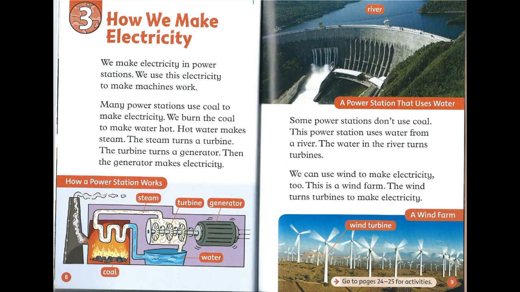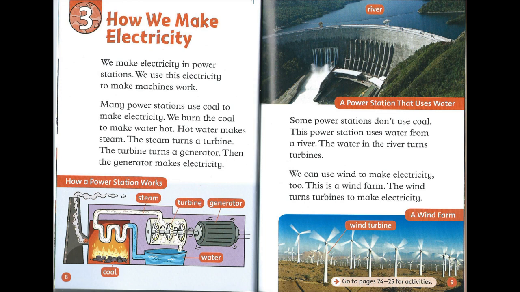Chapter 3. How we make electricity. We make electricity in power stations. We use this electricity to make machines work.